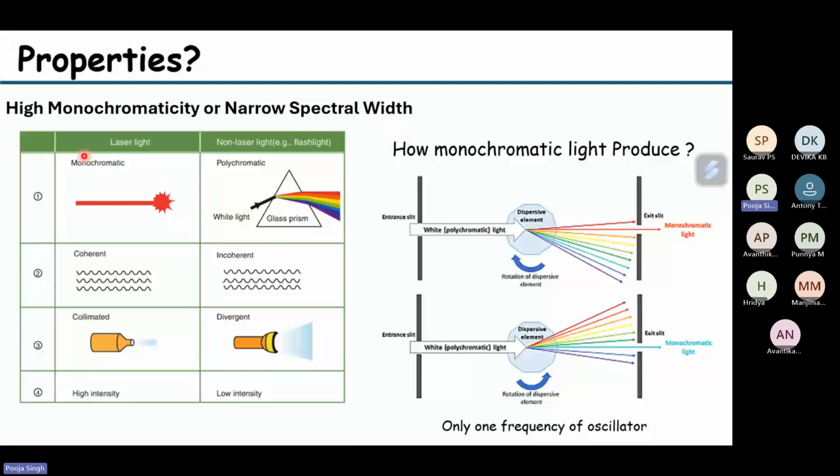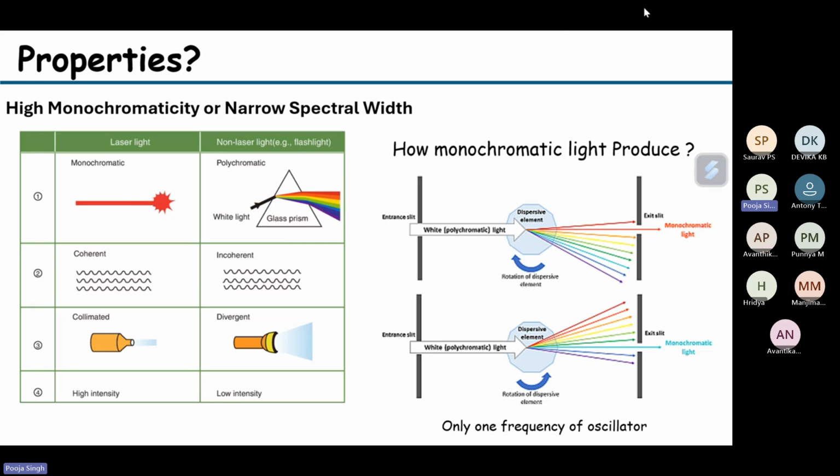Here you can see this is monochromatic light, where it has a single wavelength of the light. When we say non-laser light, like the light source coming from the sun, once it passes through the prism, it will have the seven wavelengths of the colors. This we call polychromatic light. But for monochromatic, you will have the single wavelength of the light.